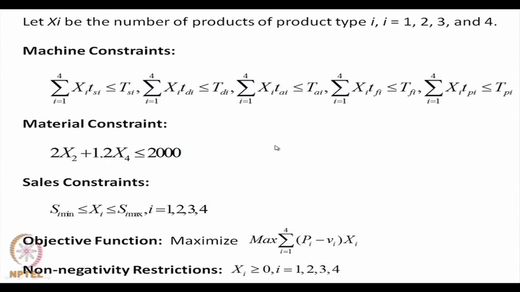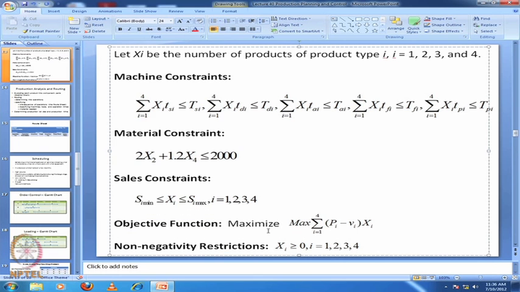This is the material constraint, and there is another restriction called non-negativity restriction, that each Xi must be either 0, that is do not produce, or produce something. Xi should be greater than or equal to 0. So, we have machine constraints, material constraint, sales constraints and non-negativity restrictions, and then what we are supposed to do? We maximize an objective function, which is to maximize the contribution. Contribution is the price minus the variable cost, that is the contribution from the ith product. Multiplied by Xi we are producing, summed over i equal to 1 to 4, that should be maximized. I think we do not have to write twice, we can take it out.